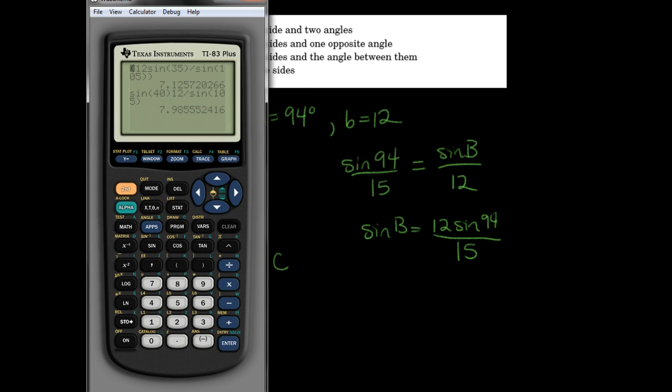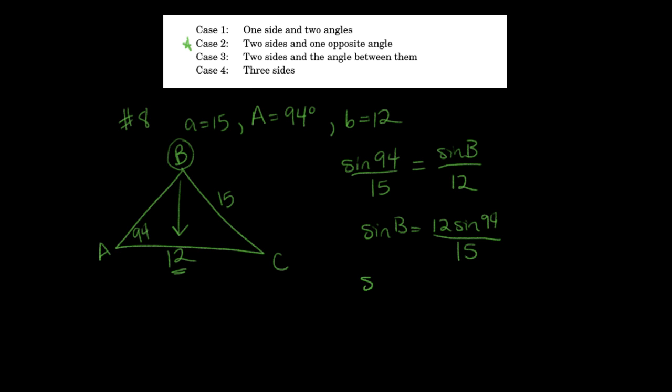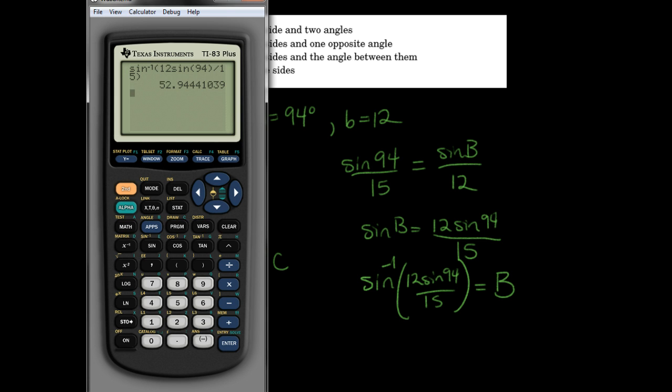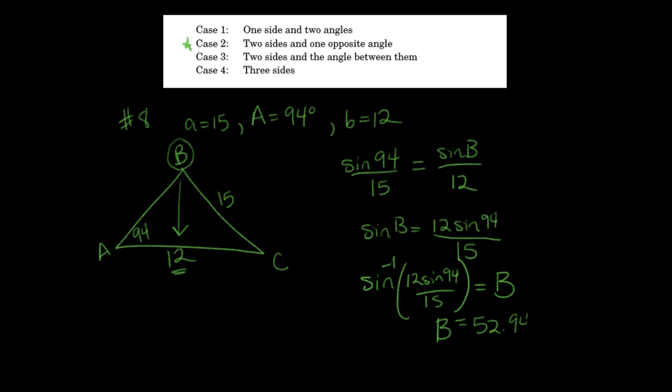So let's move that over. Whoops, no, we have to do the inverse. I should have written that. So the sine inverse of, and I'm going to put all that in, 12 sine 94, close parentheses, divided by 15, close parentheses. Then I'm going to enter, and I get that B is equal to 52.94 degrees. Just remember, if you're ever trying to find an angle, you're going to use the inverse function. If you're just trying to find the sine of an angle, you're using the regular sine. So B is equal to 52.94 degrees. Okay, so now we have another angle, which is nice.